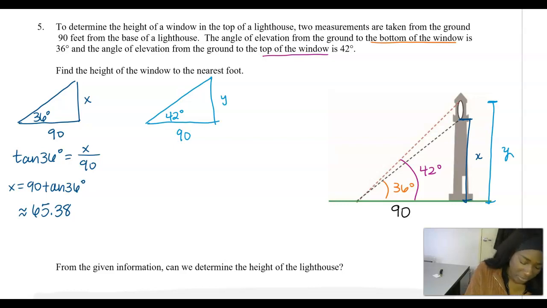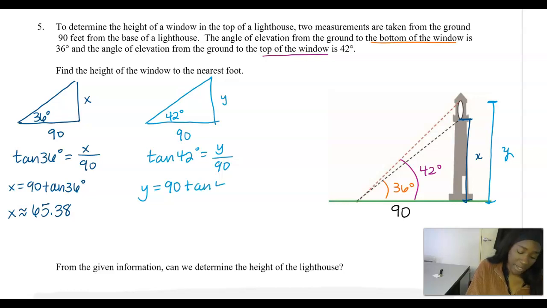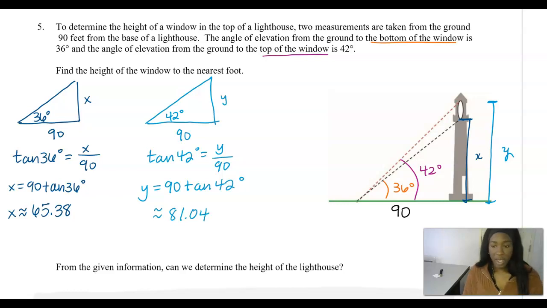For the second triangle, to find y, very similar setup. We're still going to use tangent. This time we have a 42 degree angle. Opposite over adjacent, that's y over 90. We will need to multiply both sides by 90 in order to get y by itself. And 90 tan 42 is approximately 81.04.